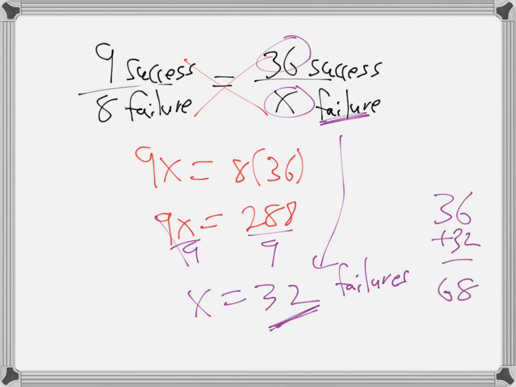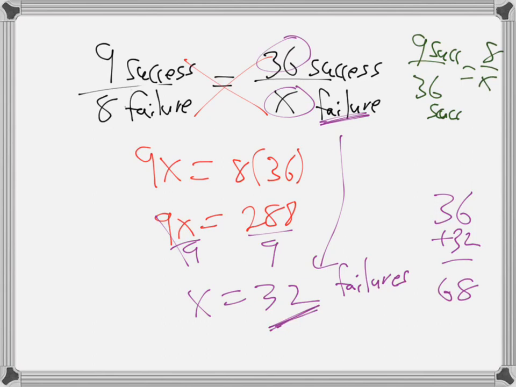Mr. Herring, 68. I set mine up 9 over 36 equals 8 over x. Is there a difference in the way you set it up? No, yeah, good question, good point. You can set it up that way too. Yeah, so you just did 9 over 36. You were doing success over success, huh? Success over success, and then failure over failure, so then you did 8 over x, huh? Yeah. Yep, that'll work too. Get the same answer for x in the end.